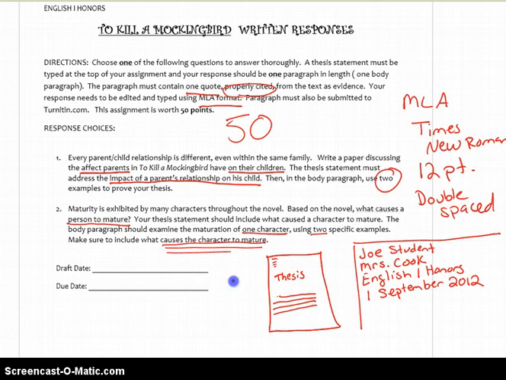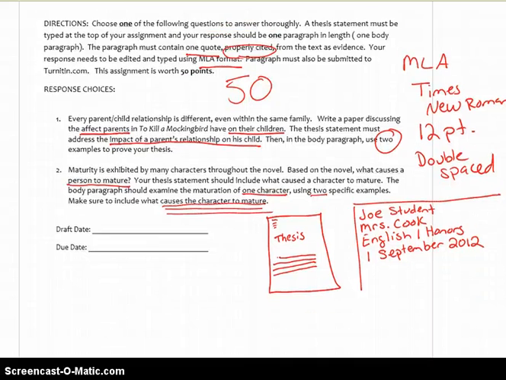I noticed that this is incredibly redundant. Causes the character to mature. I cannot emphasize that enough. Please do not just write a paragraph that shows me that a character is mature. Instead, I want you to prove to me what it is that caused the character to become a more mature person. All right, so those are the actual prompts.